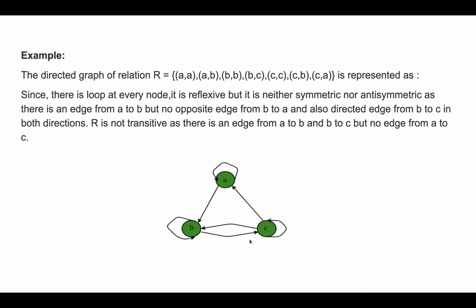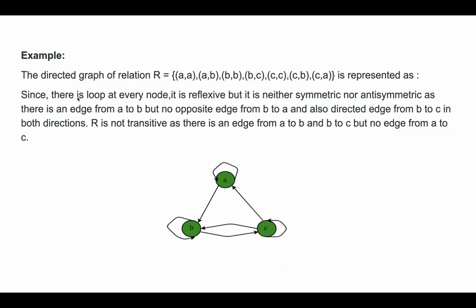Then CB, C to B. Whatever the relation is from C to B, that is given here. And CA, the last one, is given with the help of arrows. C to A is represented here. We can see all the pairs are represented.